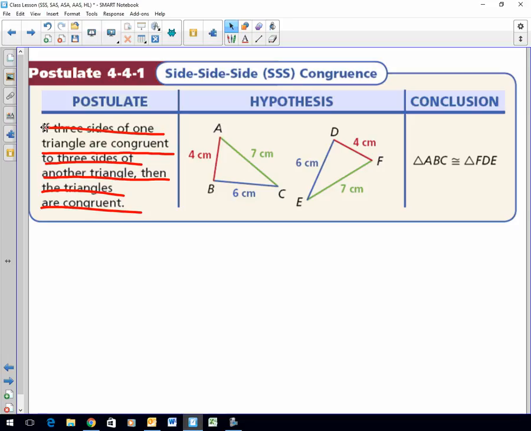Very straightforward. We're going to have five different theorems or postulates. I'll fill in this chart along the side, and you might just want to make a little list of your triangle congruence shortcuts. First one, side-side-side: three sides of one triangle congruent to three sides of another triangle, so I can prove that the triangles are congruent.